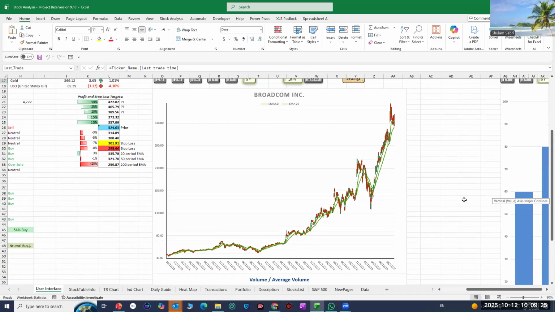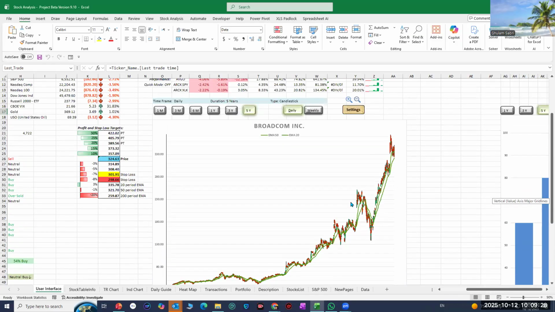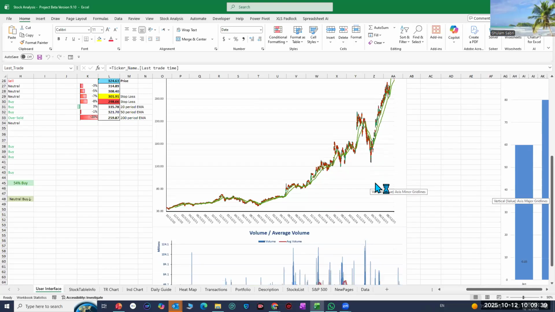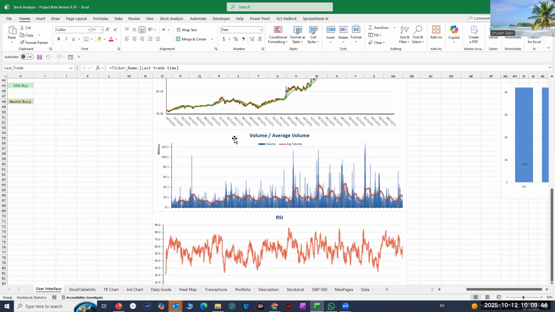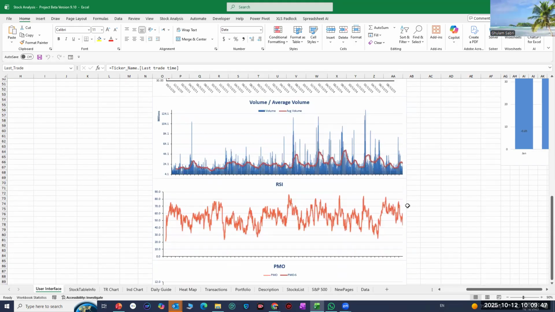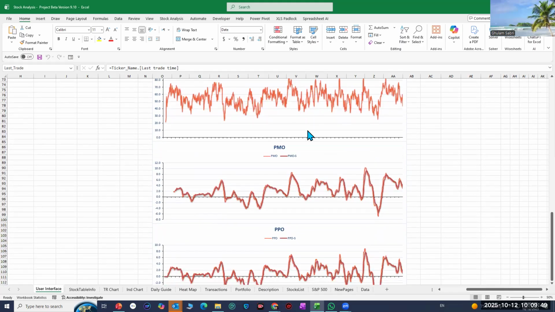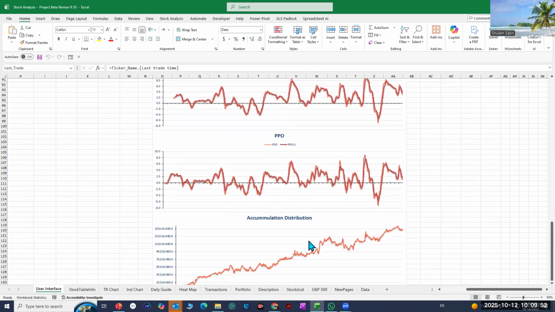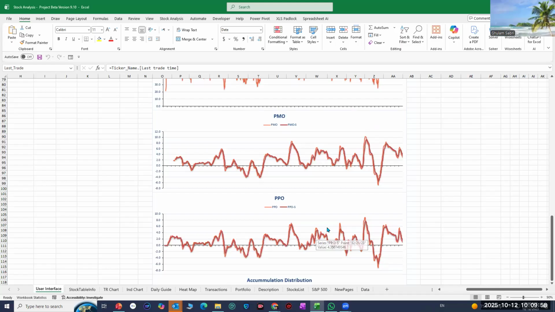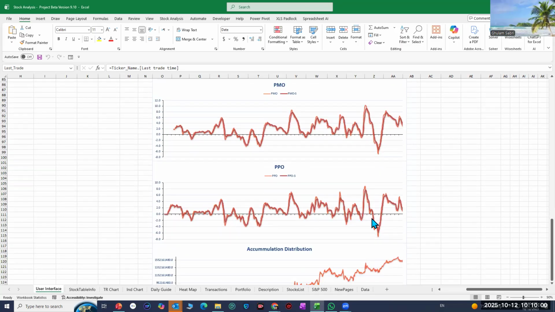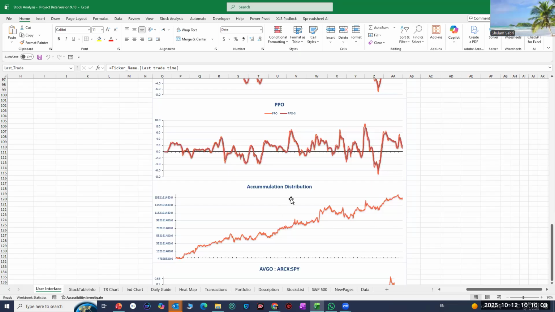Here you can have the chart plotted on different time frames. You can select from 1 month to 5 years, either daily or weekly. And you can also use different chart types like candlesticks and line chart. And you can add different indicators here, like volume, average volume, RSI, and different others. You can select among these: accumulation distribution, PPO, which is a modified version of the more famous MACD indicator. Accumulation distribution is one of my favorites.